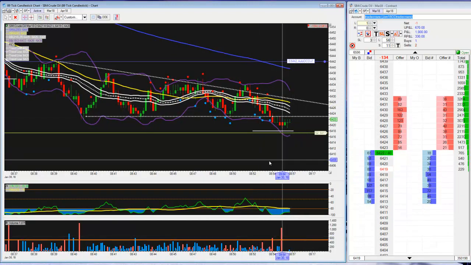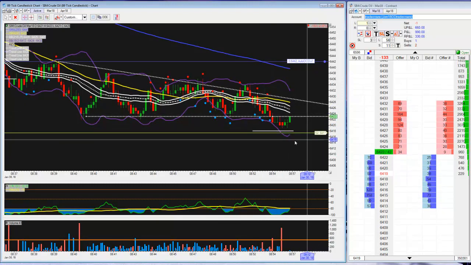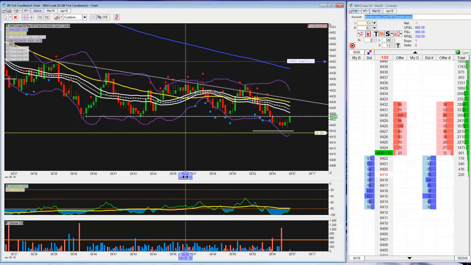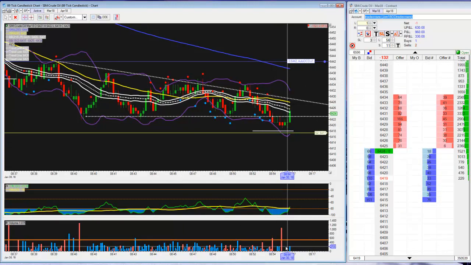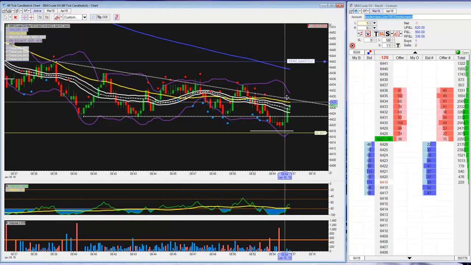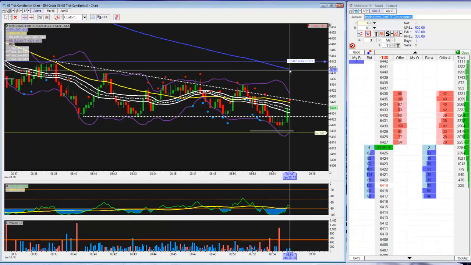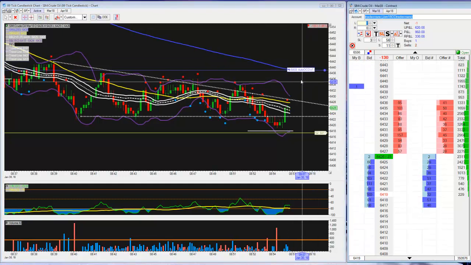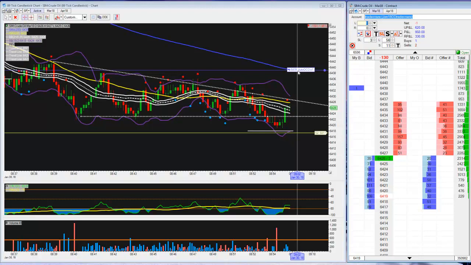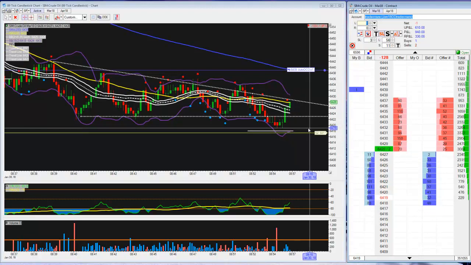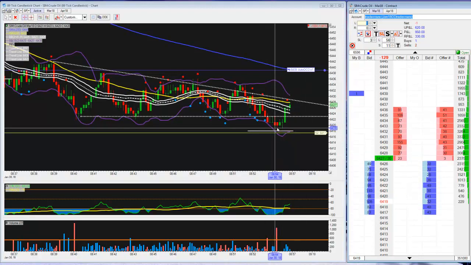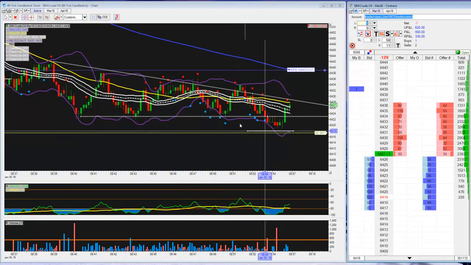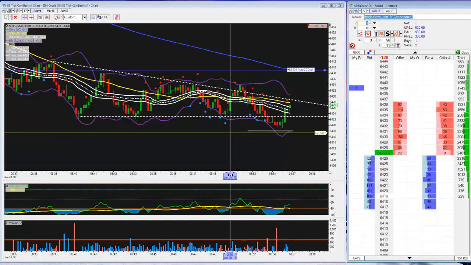Probing. That was a probe right there. See what's there. That could be the end of the short for now. This probe could be the end of the short. Think about a reverse prairie dog.